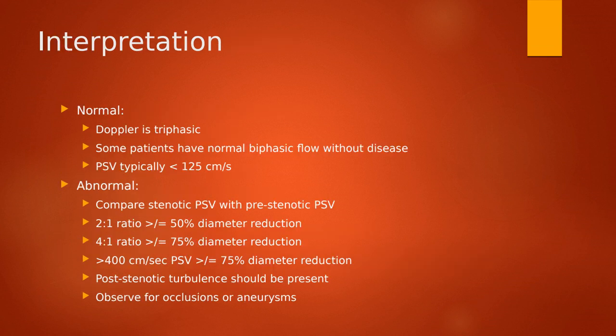And how do we interpret a stenosis specifically? So, normal blood vessel. We've said this 1,000 times, triphasic waveform. We know that some normal patients can have a biphasic waveform without having any disease present. So if you see a triphasic waveform and you see a peak velocity of 115 centimeters per second, beautiful, nice, normal, healthy vessel.